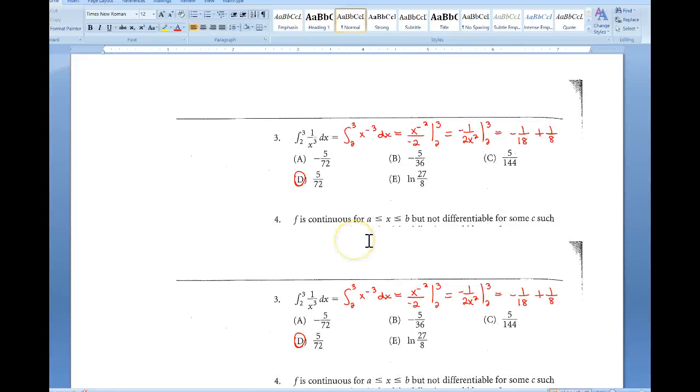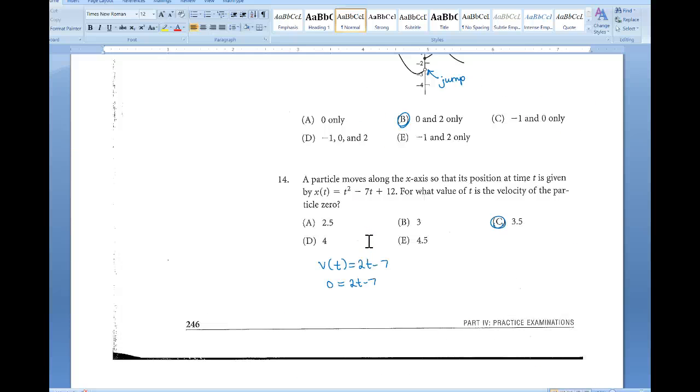All right, so we're looking at the Pearson number 31.